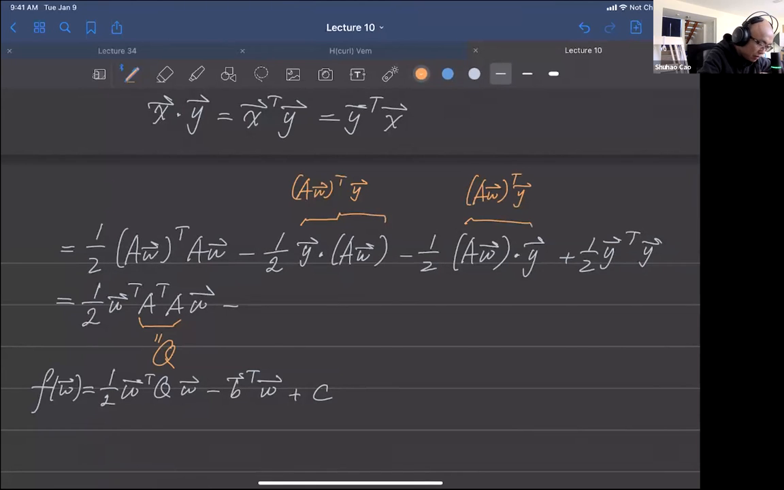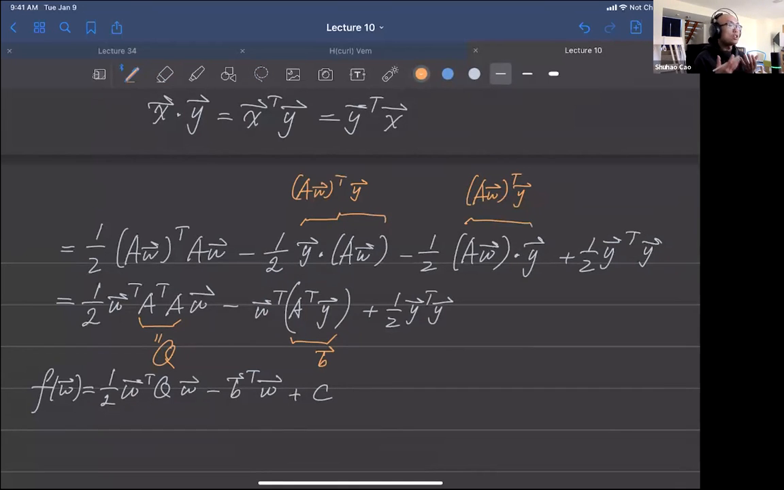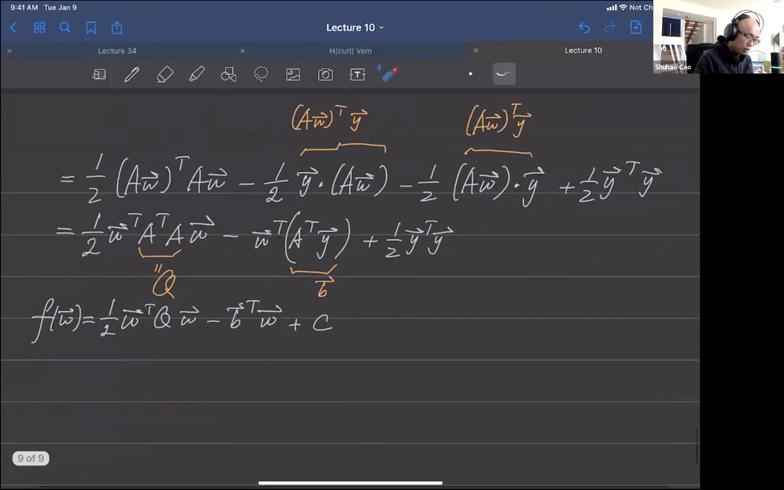Then we rewrite this as 1/2 W transpose A transpose Y. So we combine these two terms together and remove this 1/2 factor. And plus this. As we can see, this is our B vector right here. So essentially this linear regression problem is still a quadratic problem. It's just our Q matrix. So this is our Q matrix.